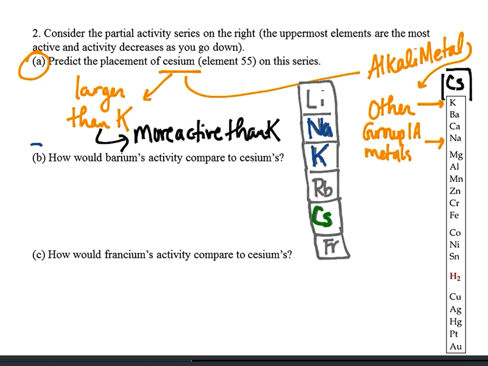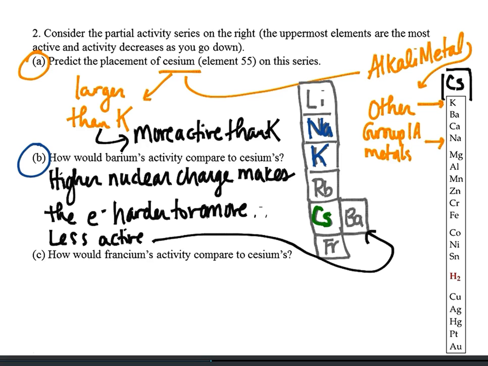More active than potassium. How would barium's activity compare to cesium's? Now, barium is to the right of cesium. Barium would be less active than cesium because it has a higher nuclear charge. That makes that electron less easy to remove, more difficult to remove. You know that because we compared the activity of sodium, magnesium versus potassium and calcium.